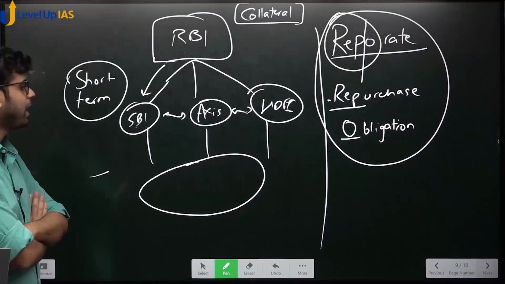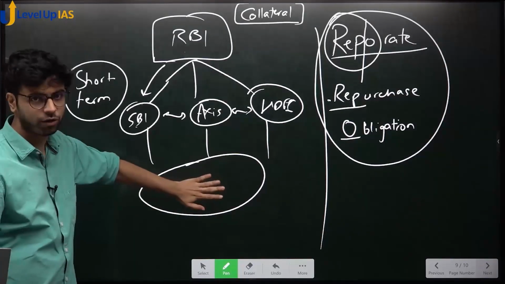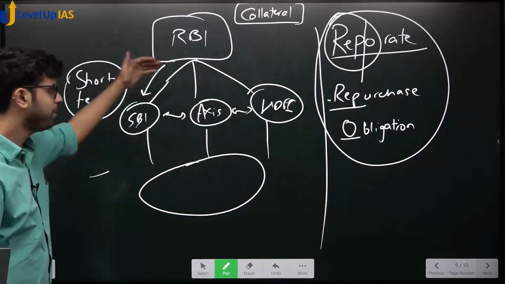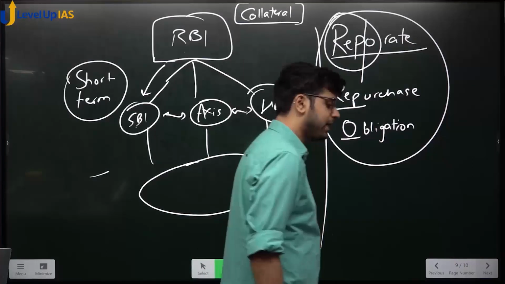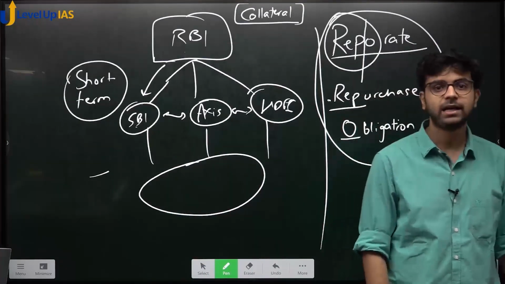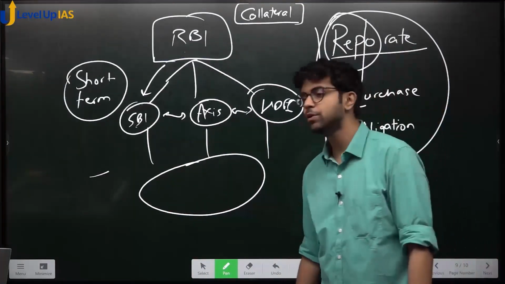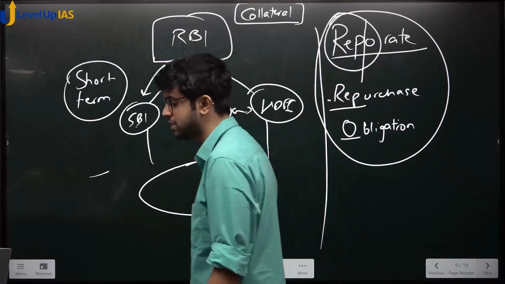What is the objective? RBI wants to reduce money supply in the economy, and SBI has some deposit with RBI. So what do you think? Will RBI give a high interest rate on SBI's deposit, or will RBI reduce the interest rate on SBI's deposits with RBI?